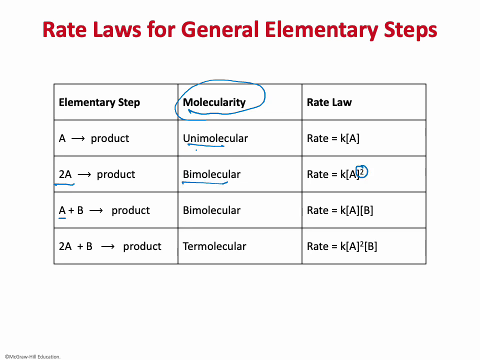If it's bimolecular, it could also be like this. There are two different types of molecules. So it's 1 and 1, which means the overall order is 2, so bimolecular. And then the term termolecular stands for 3.